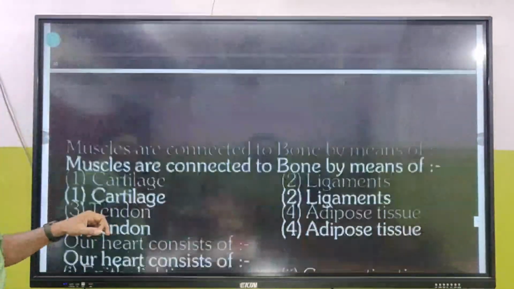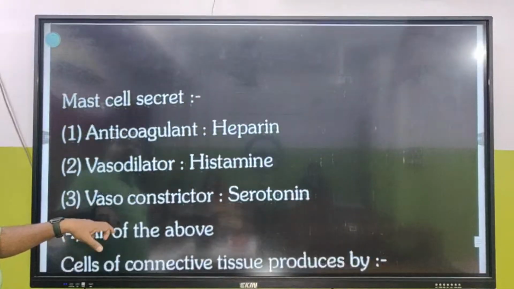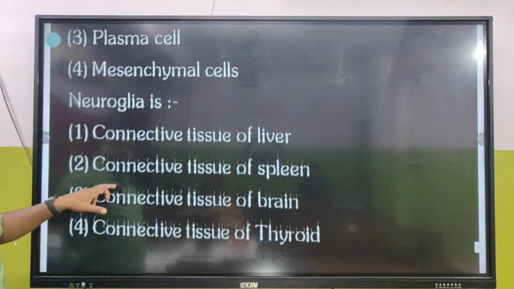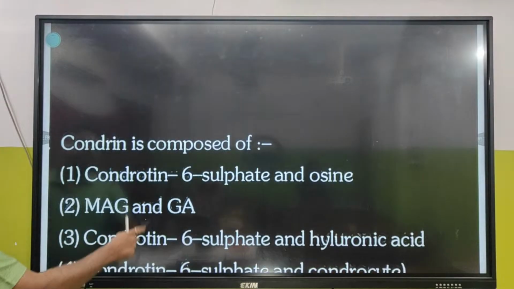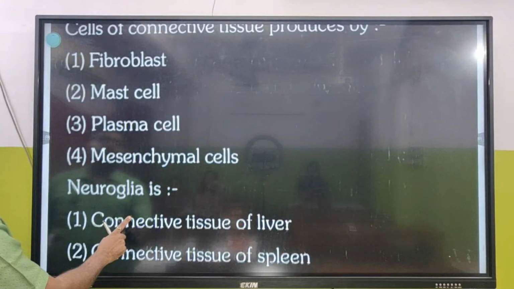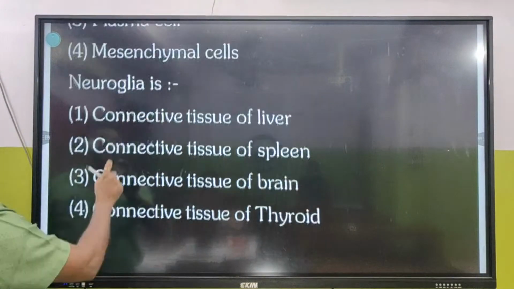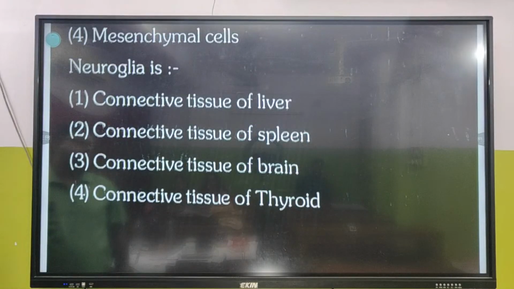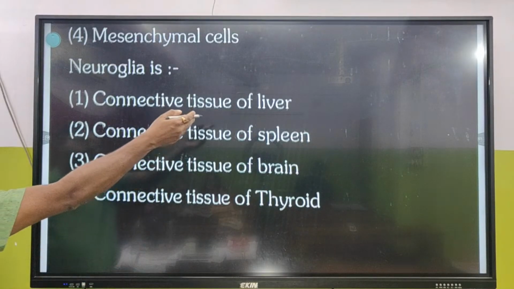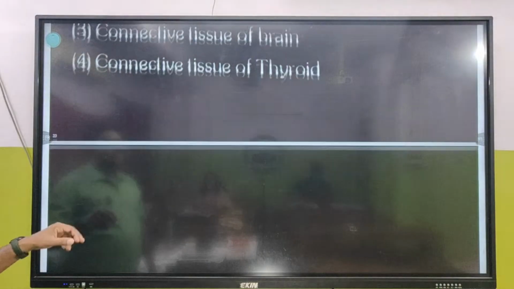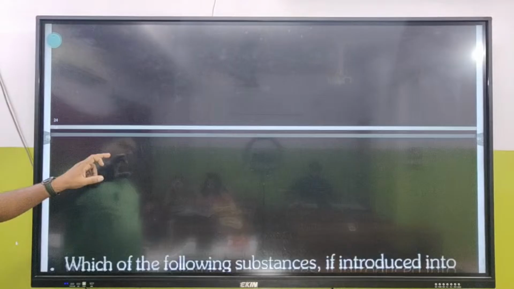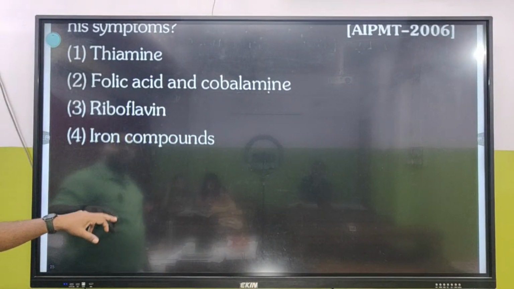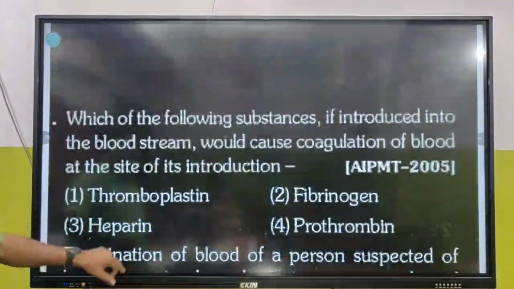Let's make this question. One of the question was about neuroglia. Write it down. Neuroglia is found in: brain, liver, spleen, thyroid. So easy. Out of them, okay, so easy, huh? It becomes easier for you when you know everything.